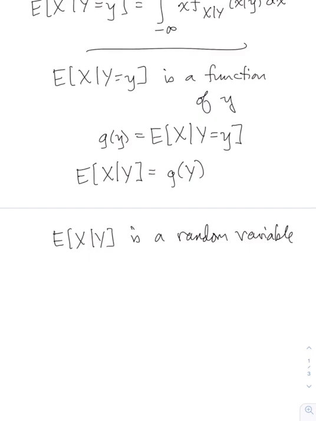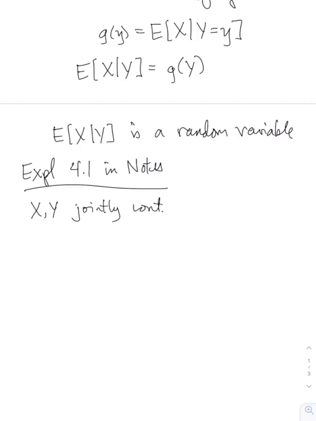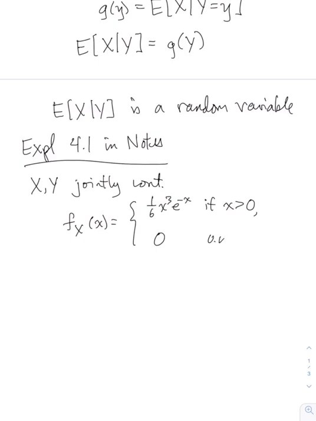In fact, let's look at an example right now. I'm in my supplemental notes, doing example 4.1. In this example, I have a pair of random variables x and y. They are jointly continuous. The marginal of x is 1/6 x cubed e to the negative x if x is positive, and it's 0 otherwise.